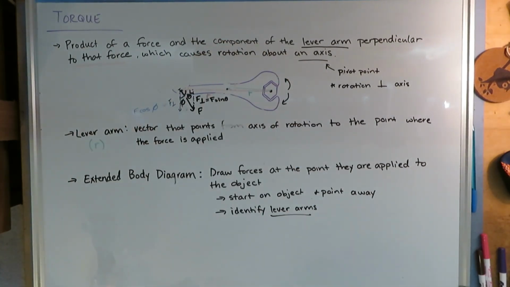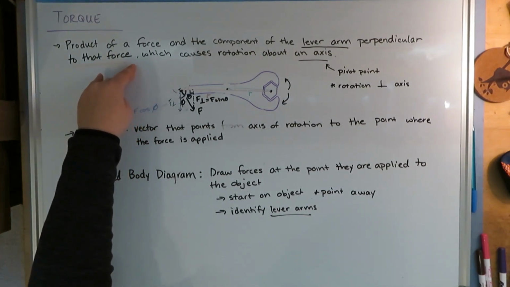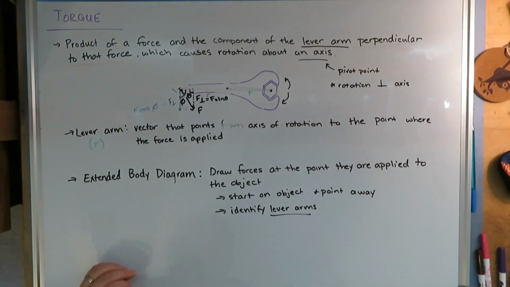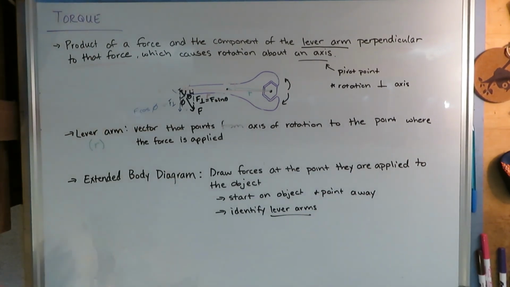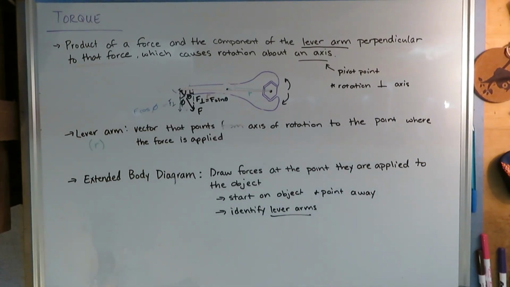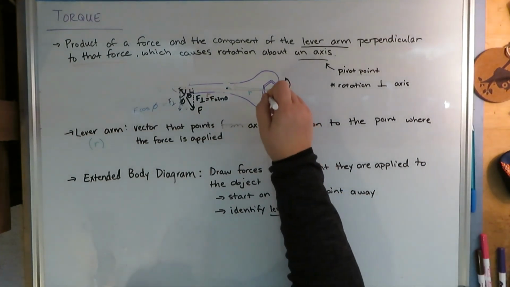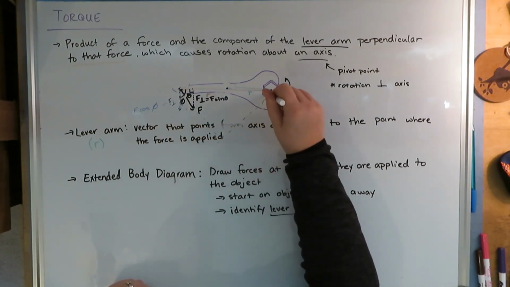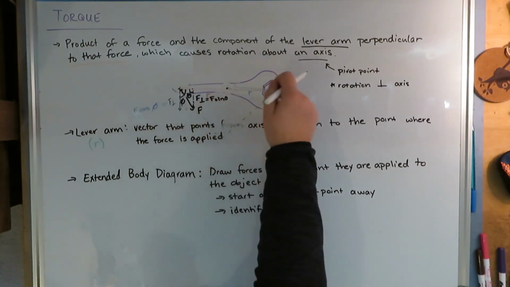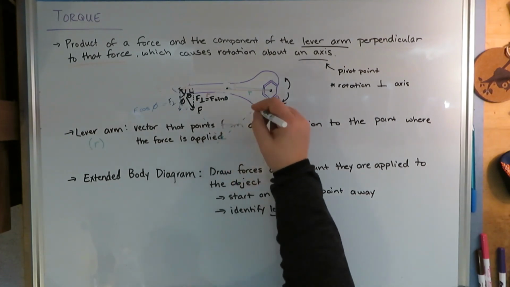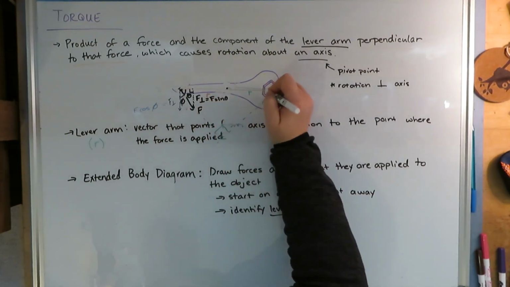If I had wanted to find the component of the lever arm that was perpendicular to the force, that would have been a different process, and in this case the harder way to visualize it. What you would have had to do is make a right triangle with the force. So I would have had to come out here and make a right triangle, and then the lever arm here would be my hypotenuse.